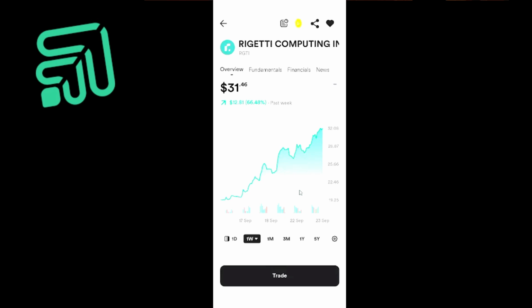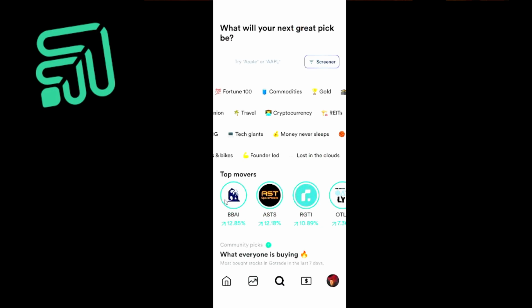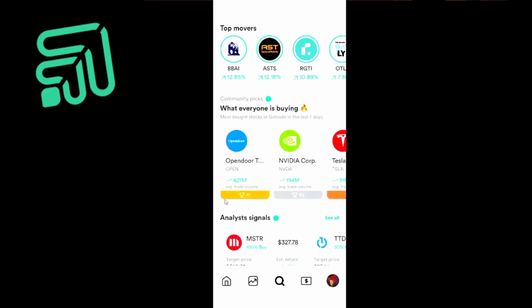If you invested last week or 5 days ago, you could have earned 66%. Let's say you put $100, you could have earned at least $66 on top of your investment. Same here, if you invested 30 days ago in Rigetti, a quantum computing stock, your $100 could have earned $117. Now you get it. That's why it's good to invest in the stock exchange.